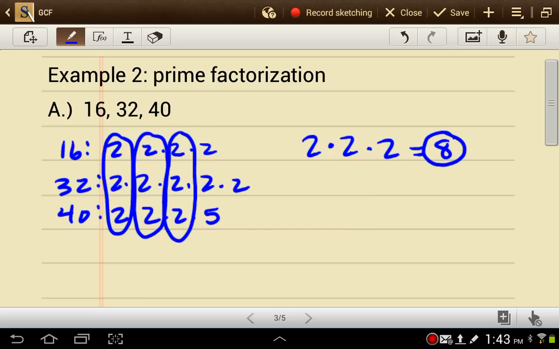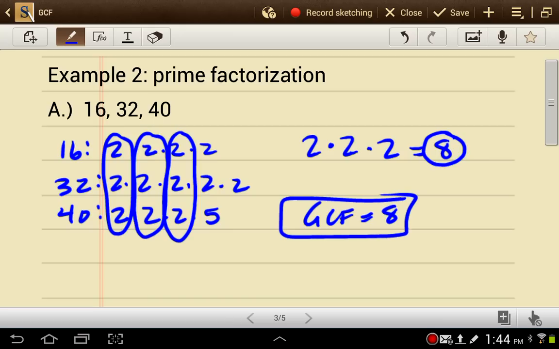Okay? And it's actually a relatively quick process since you already have all of the prime factorizations done to 100. And that's your answer. Okay, 2 times 2 times 2 equals 8. 8 is my GCF. And that's how you do that using your prime factorization. Okay, I'm going to move on to my next slide if you need to pause.